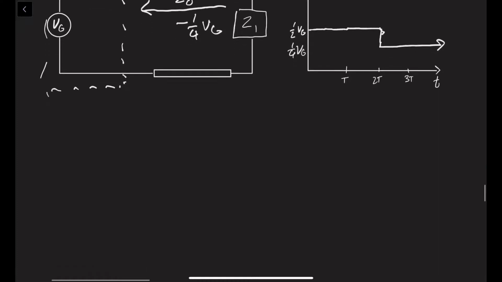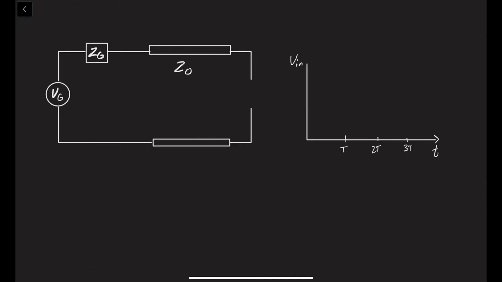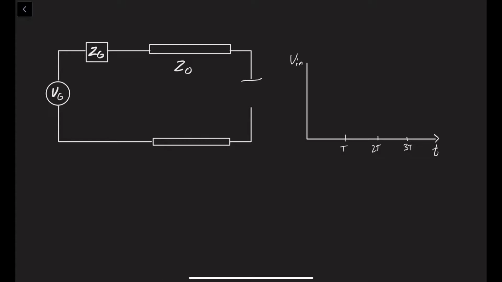All right, now let's take a look at a second example. For our second example, we'll have the same setup as we did for the first example, where Zg and Z0 are again matched. So now we're going to connect a capacitor for the load instead of a resistor. So again, similar to the last example, our initial forward propagating wave will be Vg by 2. That will propagate down the line, and once it hits the end, it'll see the capacitor.